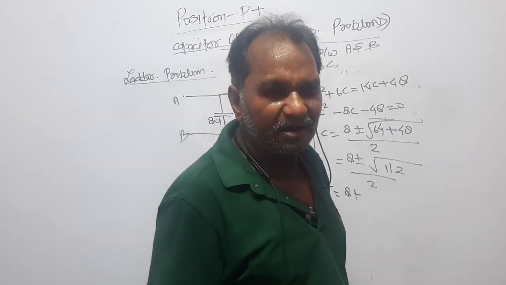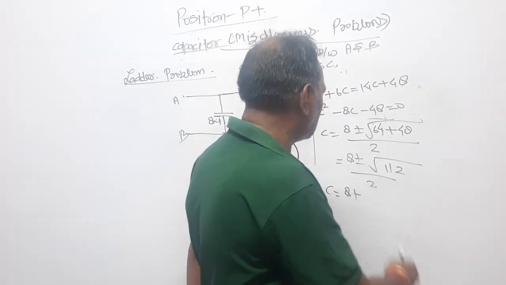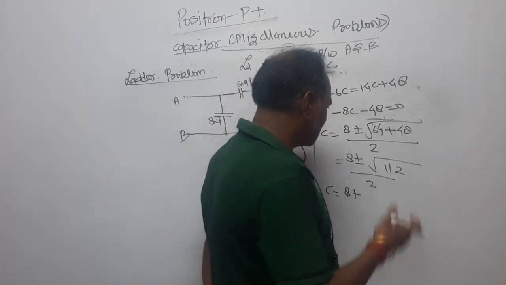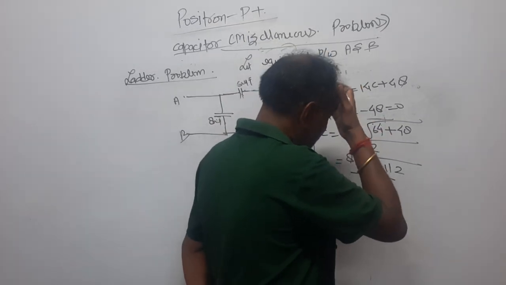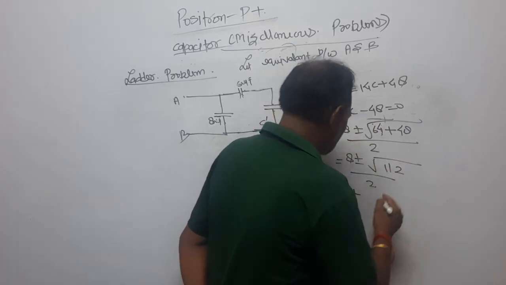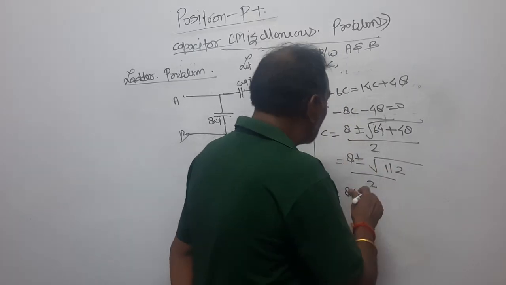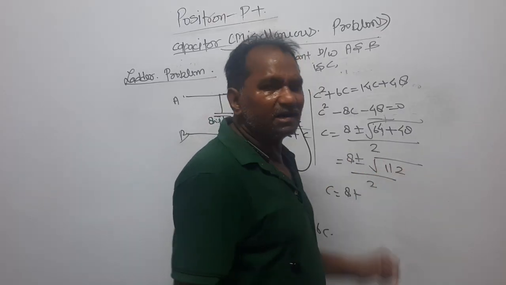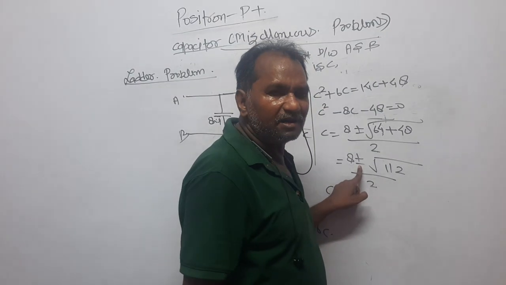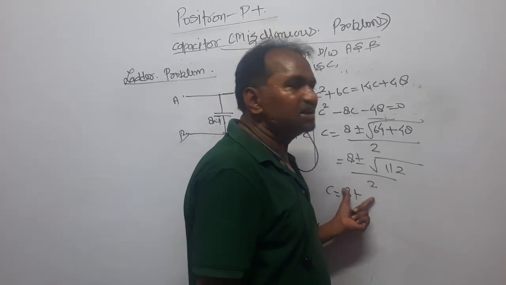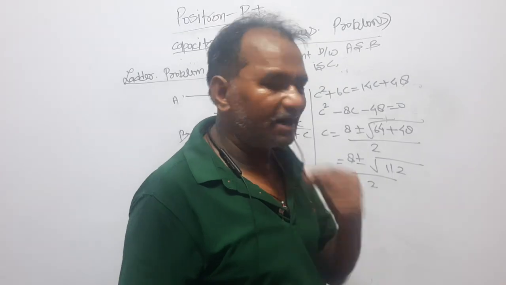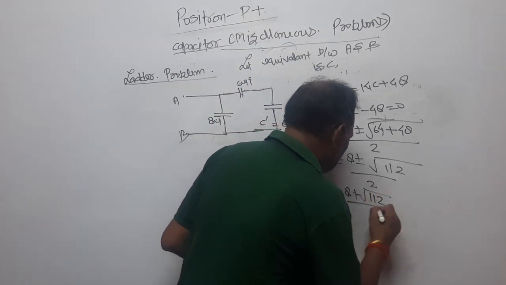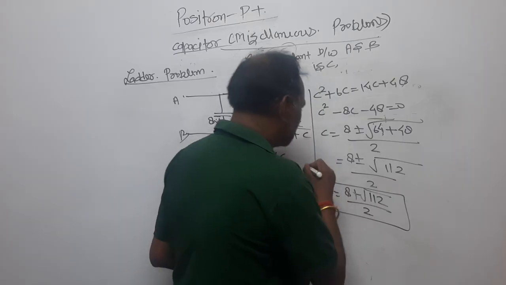Square of 10 is 100, square of 11 is 121. So you might say it's 10.5. Suppose it's 10.5. What I mean to say is that this value is bigger than 8. You cannot consider negative here. If it would be negative, then C would be negative, and that is not going to be the right answer. So you have to consider only the positive value. This would be the answer.